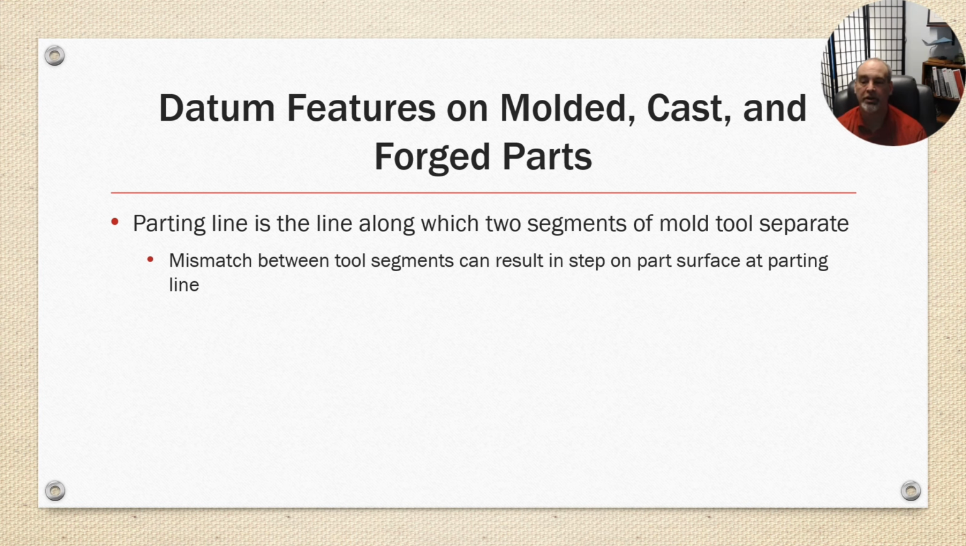The parting line is the line on which two segments of a mold tool separate. Mismatch between tool segments can result in a step in the part surface at the parting line. And place the datum targets on one side of the parting line, so you don't want them on both mold halves.